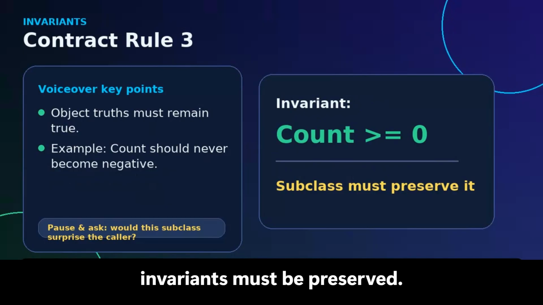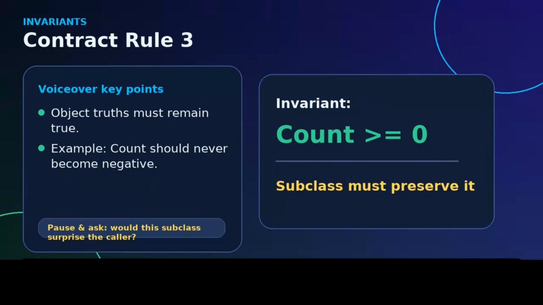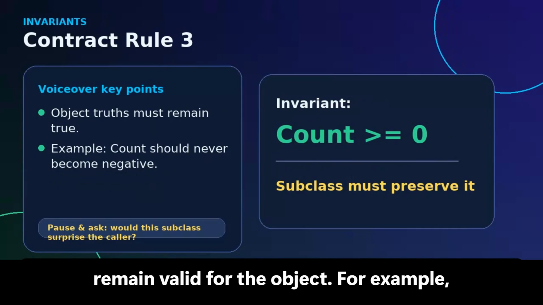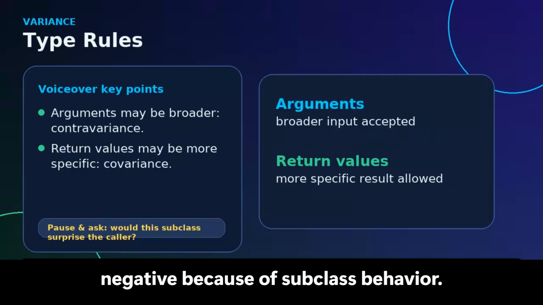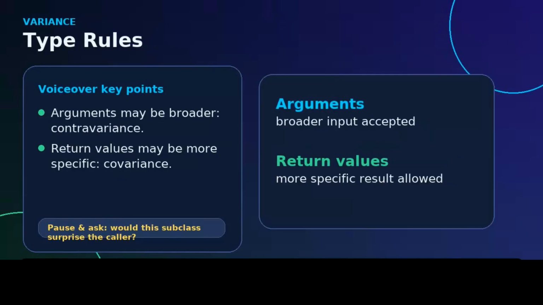Third, invariants must be preserved. These are truths that should always remain valid for the object. For example, a count property should never become negative because of subclass behavior.